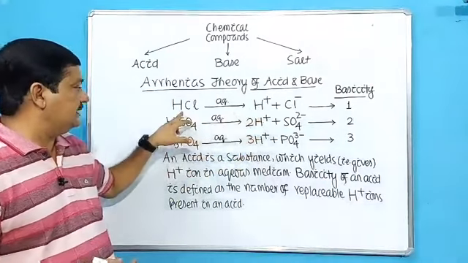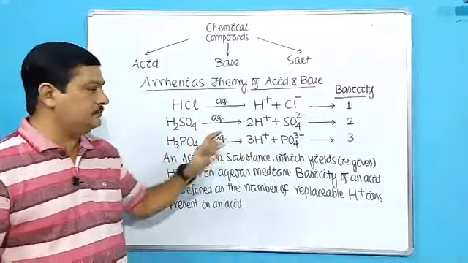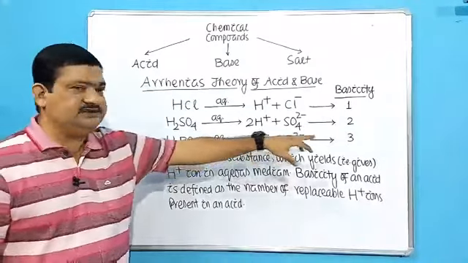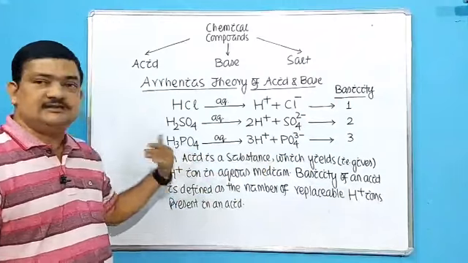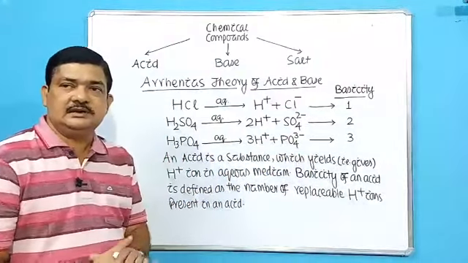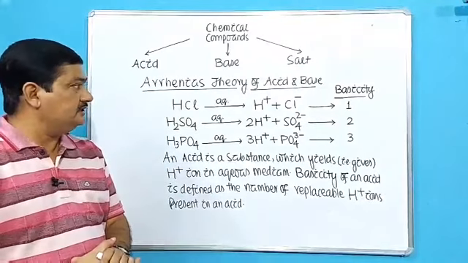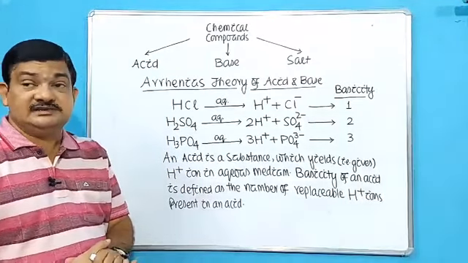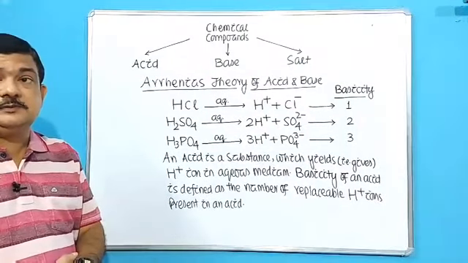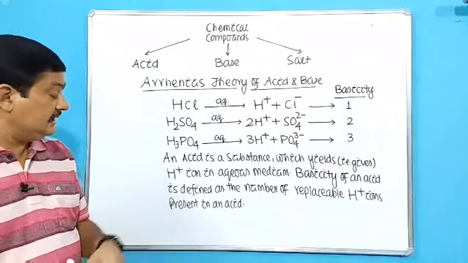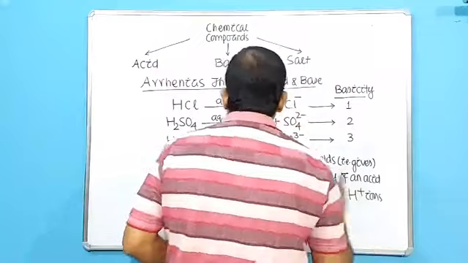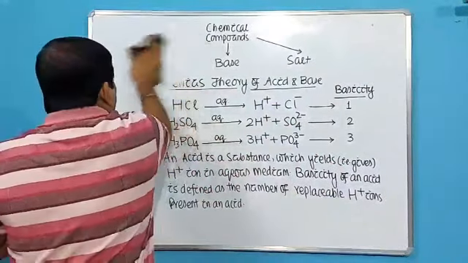Okay. So here the number of replaceable ions present in HCl is 1. So basicity is 1. Number of replaceable H plus ions in sulfuric acid is 2. Basicity is 2. Number of replaceable H plus ions in phosphoric acid is 3. Basicity is 3. Okay. So now I hope that you must have followed what is basicity. Then what is the formula to calculate the equivalent mass of an acid? And why are we using the term replaceable?